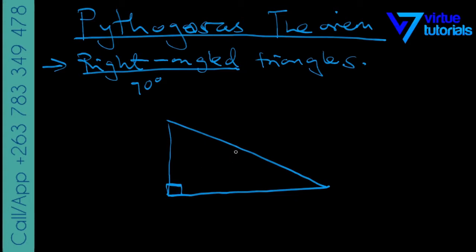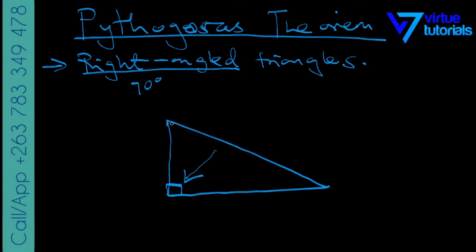Now, what we know about right-angled triangles is that this side, which is opposite the 90-degree angle, the one which is not in contact with it, is always the longest side. This is in contact, that's in contact. So this is the longest side.